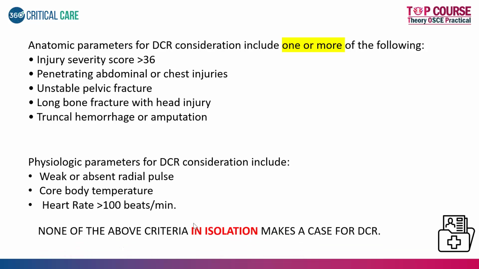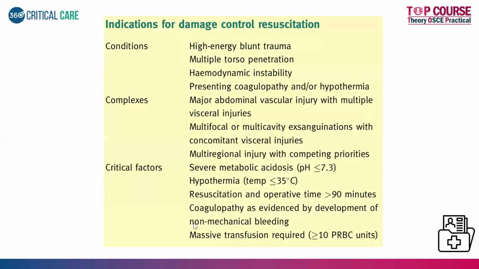Remember, there is no single or isolated criterion which makes a case. Usually both have to be considered, your anatomical and physiological parameters, and based on both of them you need to take a decision for the initiation of damage control resuscitation. So you need to know there are a lot of indications. It can be blunt trauma to the abdomen or the chest, and the complexity of the trauma should be considered. If it's a multi-region trauma, that also has to be considered.